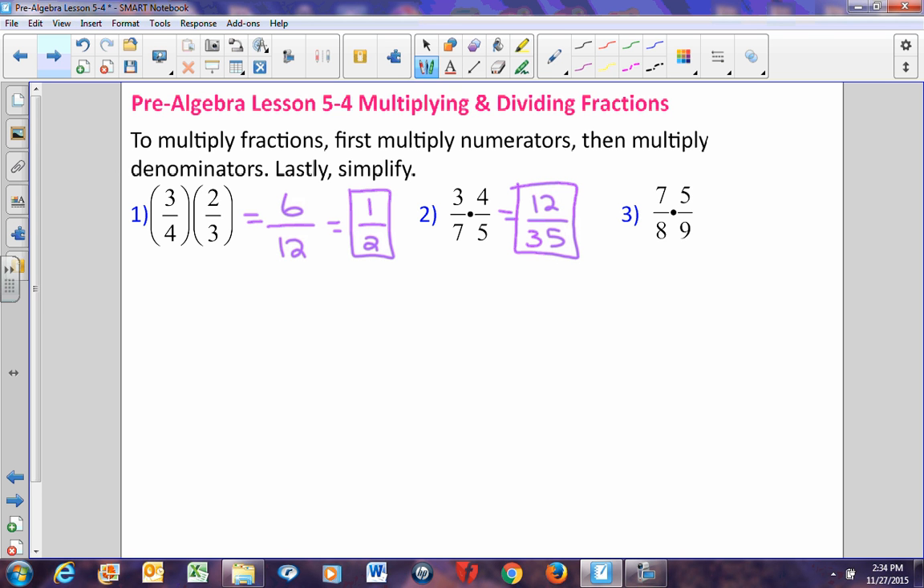7/8 times 5/9. Multiply straight across the top. 7 times 5 is 35. 8 times 9 is 72. And 35/72 does not reduce, so you're done at that point in time.